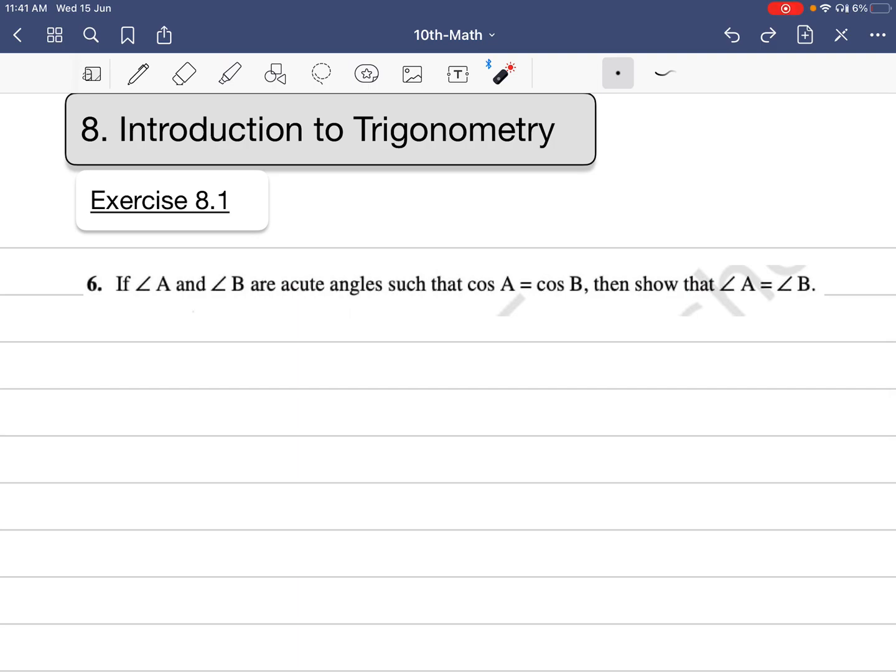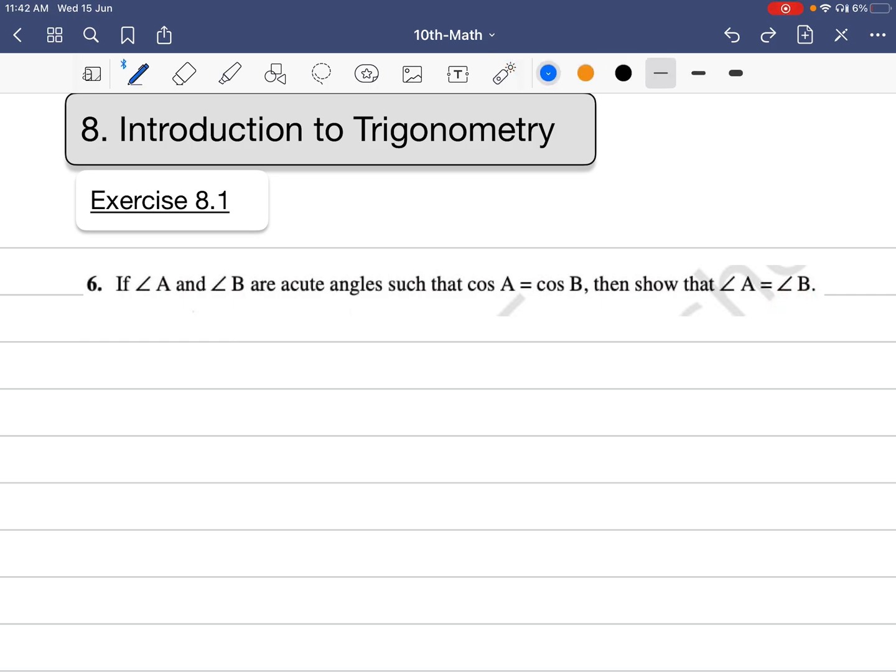So in this video, we are going to discuss exercise 8.1, question number 6. So let's read the question. If angle A and angle B are acute angles such that cos A is equal to cos B, then show that angle A is equal to angle B.